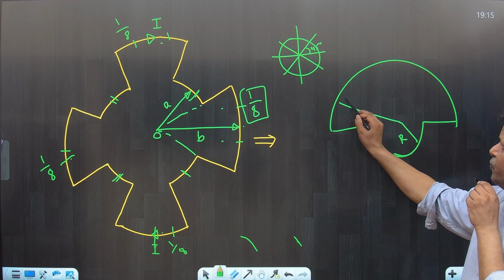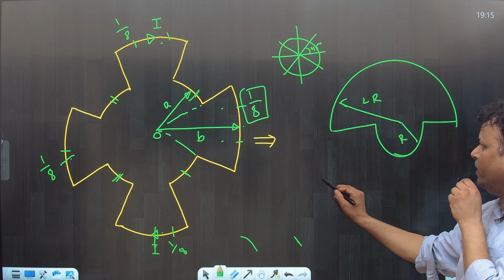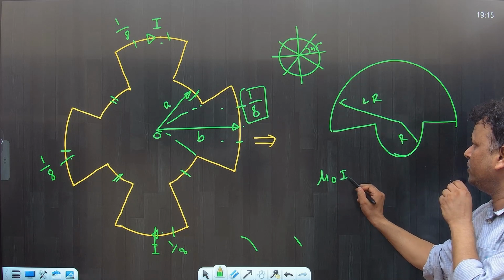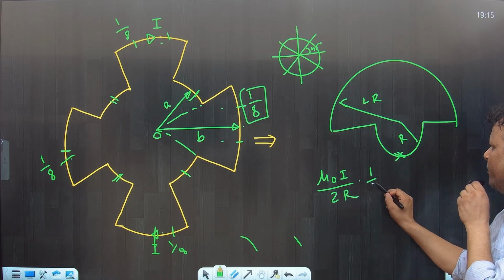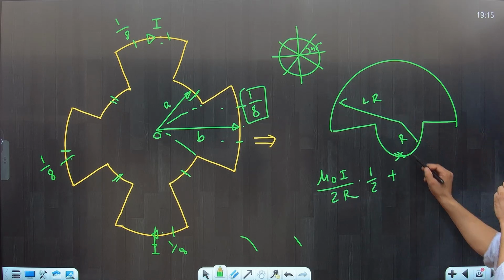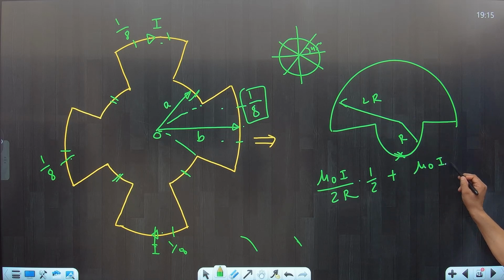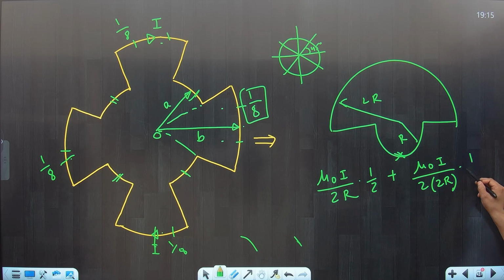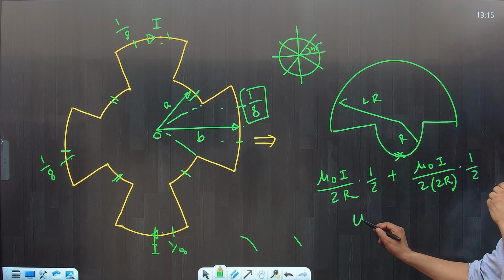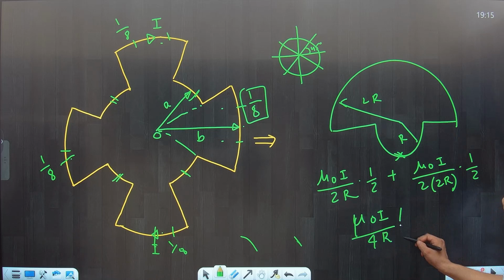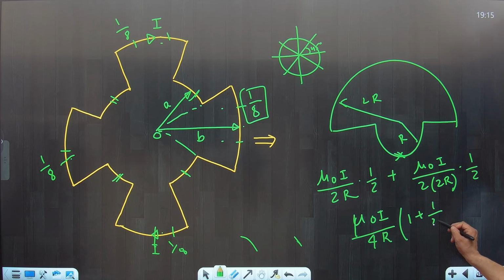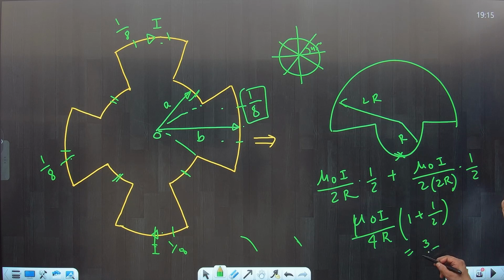Its radius is 2r. So you will get magnetic field as mu naught I by 2r for this, into half, plus due to this one, mu naught I by 2 formula, at the place of r you will write 2r, into half. So you will write mu naught I by 4r into 1 plus 1 by 2, that is 3/8 mu naught I by r.